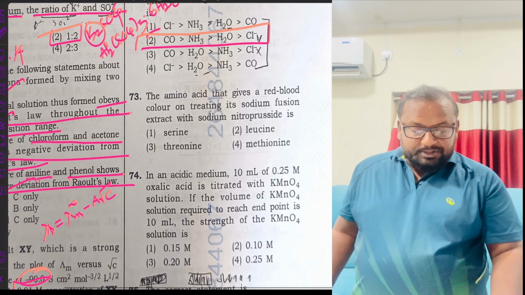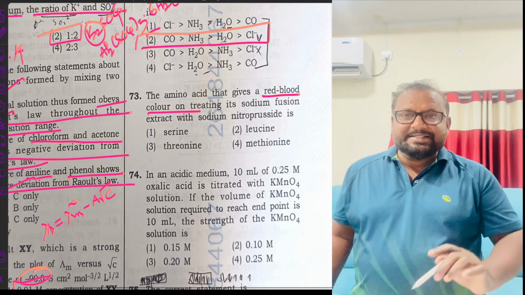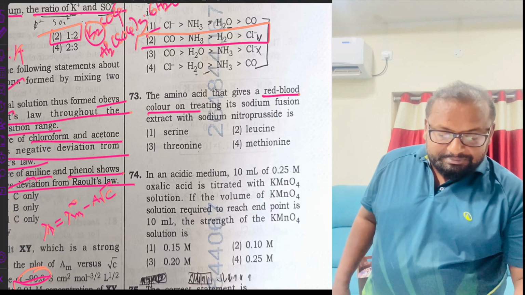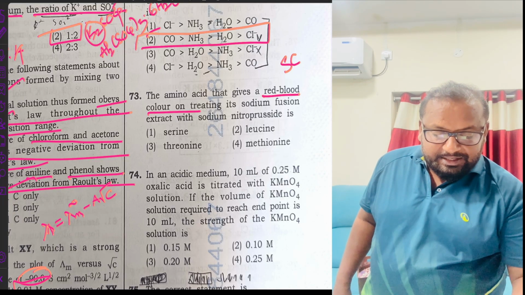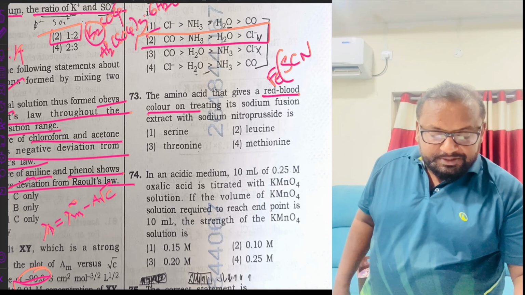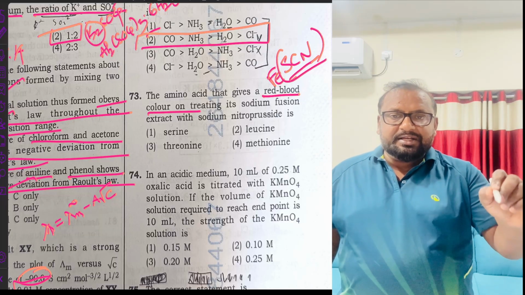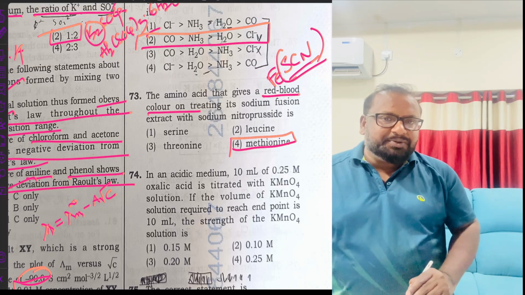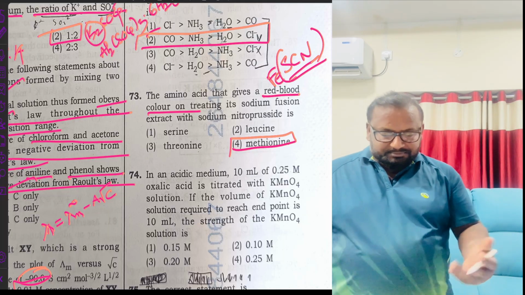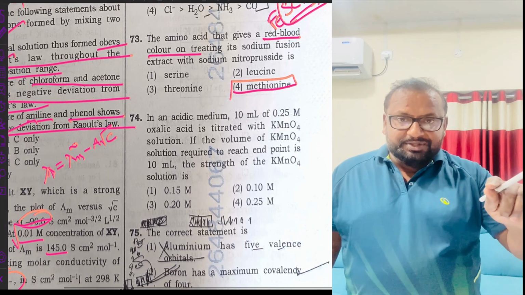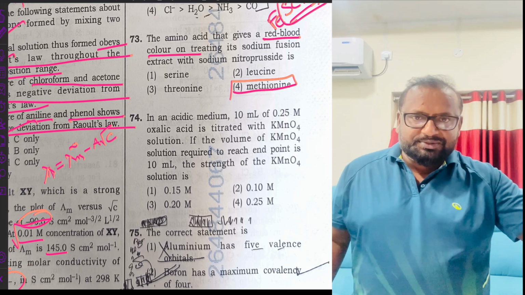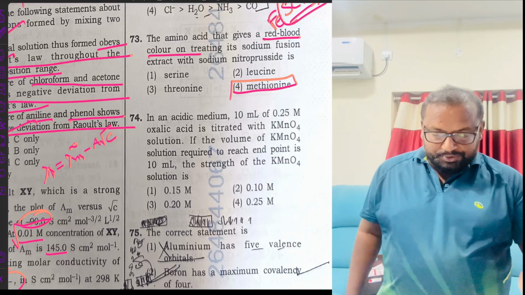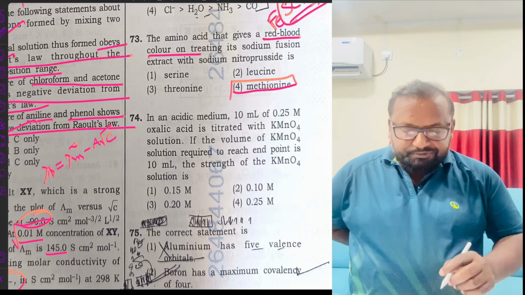Amino acid that gives red blood color. This is again a surprising question. Red blood color is given by iron, Fe, right? That means he is asking about a sulfur containing amino acid. Sulfur containing amino acid is methionine. Pretty easy question, but you should know that sulfur containing amino acid, and at the same time, what gives red blood color. Next we will go to question 74.